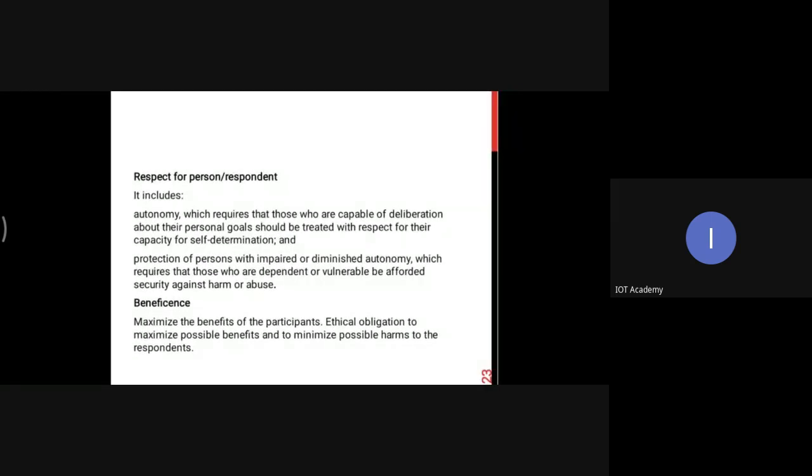For example, if we are dealing with minors, or maybe handicapped people, or maybe the victims of a heinous crime, there we have to be very, very careful about how we are dealing with those respondents, how we are dealing with their psychology, mental status, their statements, and their input. We have to be very, very careful about these things.